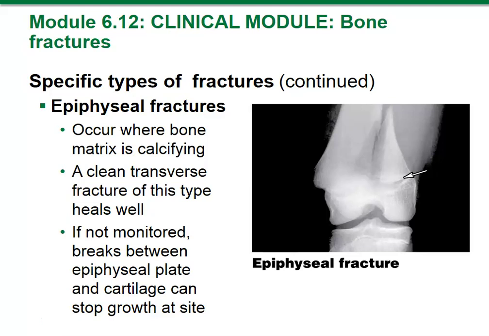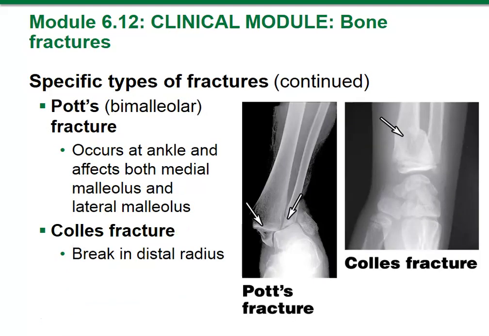Okay, Pott's fracture occurs at the ankle and affects both the medial malleolus and the lateral malleolus. And then Colles' fracture is a break in the distal radius. Which bone is the radius? The thumb side. Okay. And distal means? Away from the connection, the furthest from the attachment.